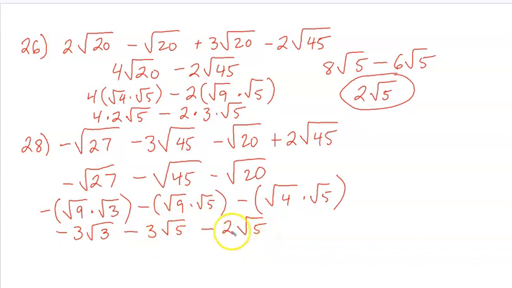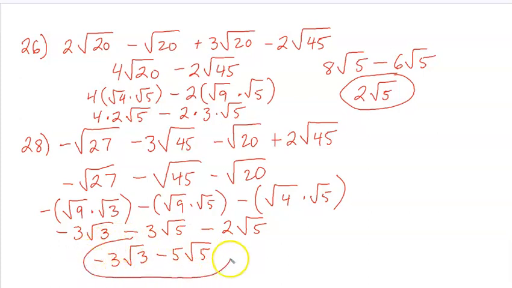And now these 2 root 5s can be joined together as 1, but I can't do that obviously with root 3, so final answer is going to be negative 3 root 3 minus, and we put those together, negative 3 minus 2 is negative 5 times the square root of 5. And that is your answer for number 28.